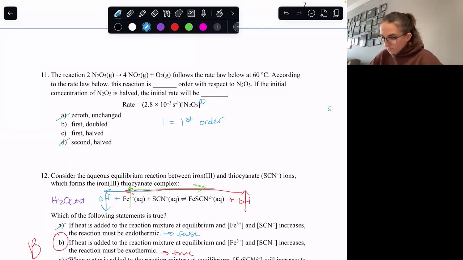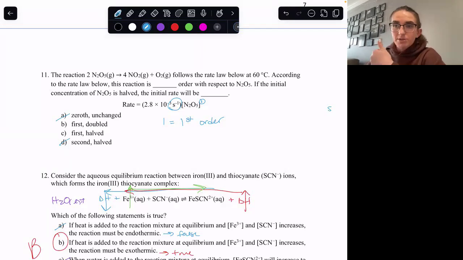So this is going to be first order, and we can also see that by our units. We know our units are 1 over seconds, or 1 over time, and those are indicative of a first order reaction. So then the initial concentration of N2O5 is halved. The initial rate will be halved or doubled as our choices. So if you have a first order reaction and our concentration is doubled, what happens to our rate?